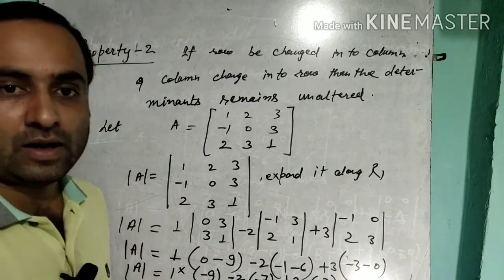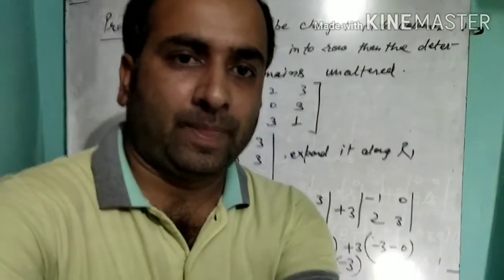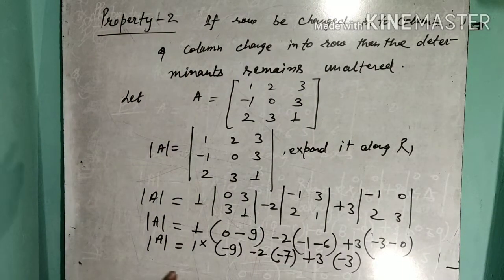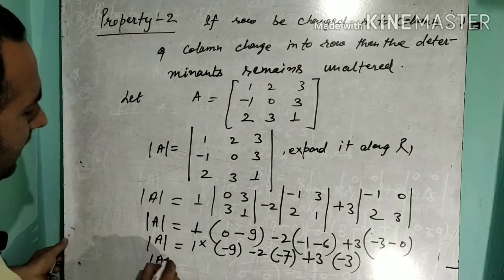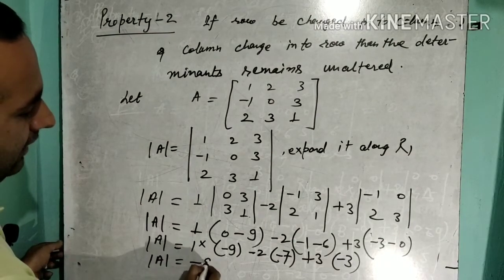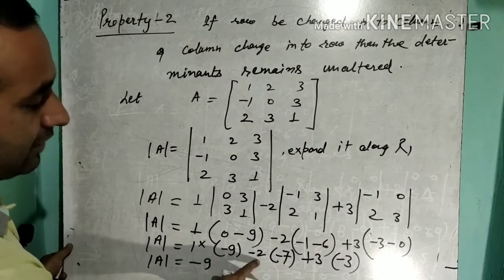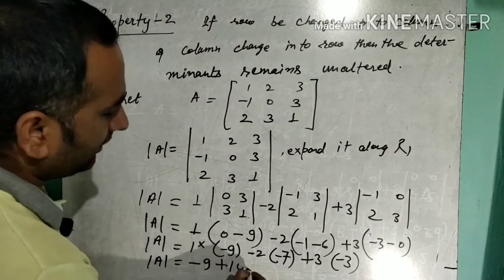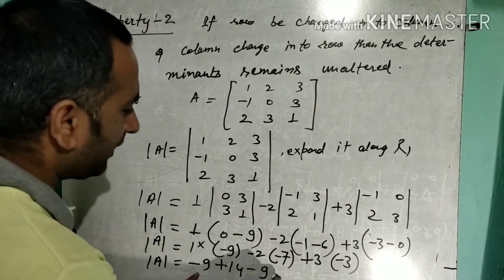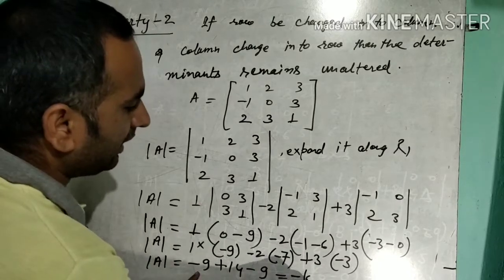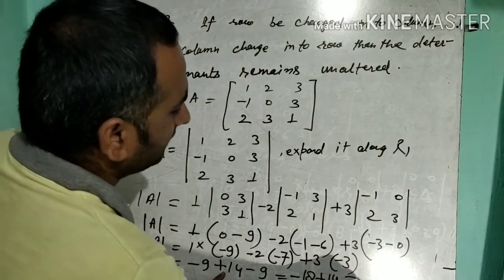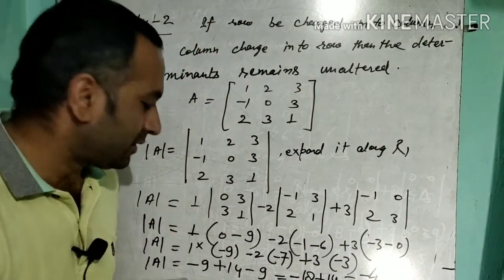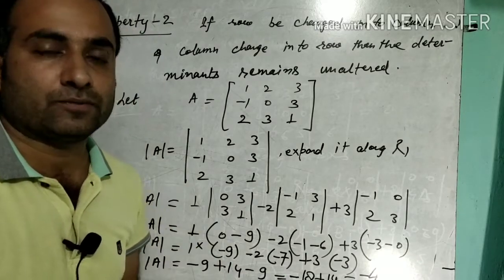Students, now I am putting down my camera so that you are able to see this. So determinant of A is minus 9, minus 2 multiplied with minus 7, this gives you plus 14, and minus 9. So you have minus 9, this is minus 18, and plus 14, so this is minus 4. So if I ask you what is the value of determinant A, it is minus 4.